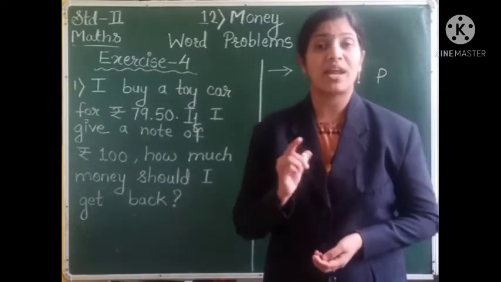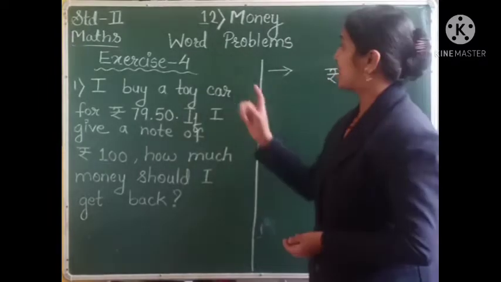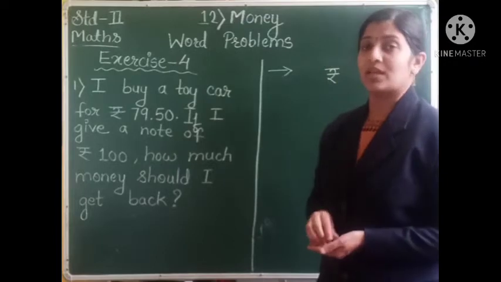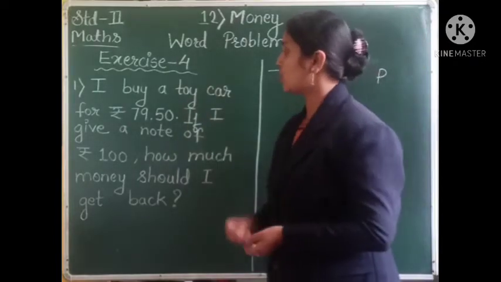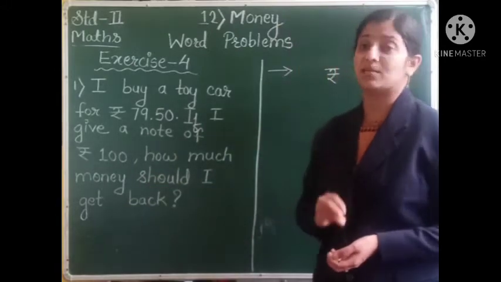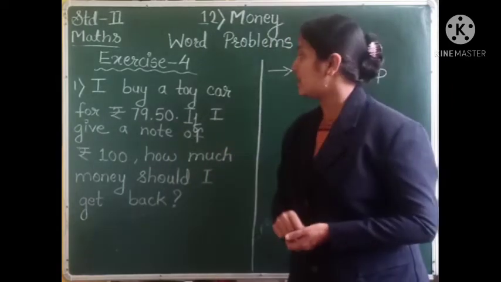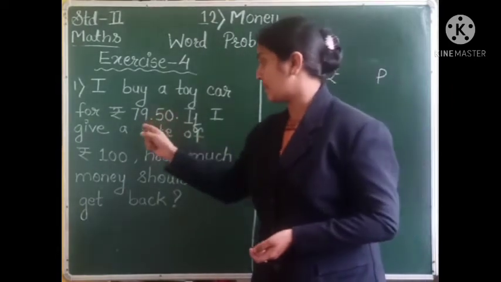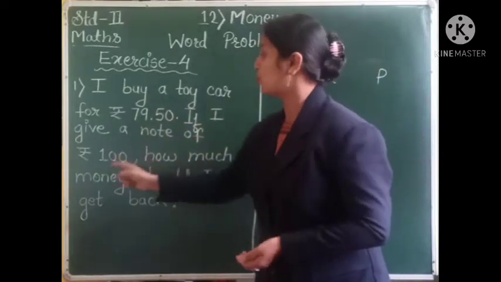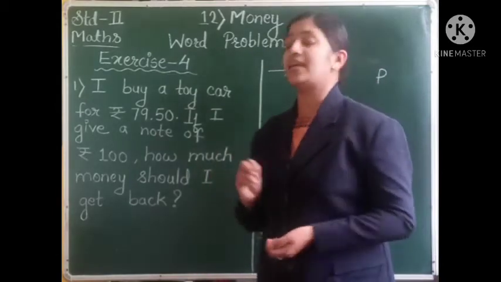Also we have learned about addition and subtraction of money. Today we are going to see exercise number 4, which is based on word problems. Right students? So here you can see on the board I have written the first word problem from exercise number 4. I will read it out for you. I buy a toy car for rupees 79.50 paise. If I give a note of rupees 100 to the shopkeeper, how much money should I get back?